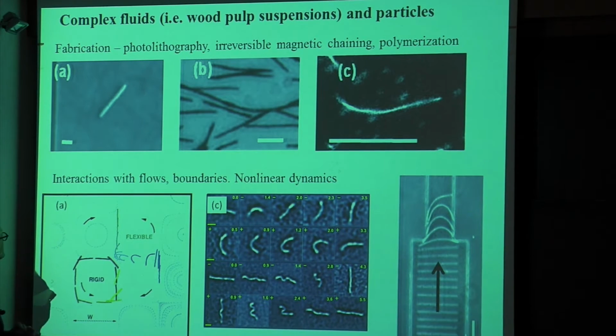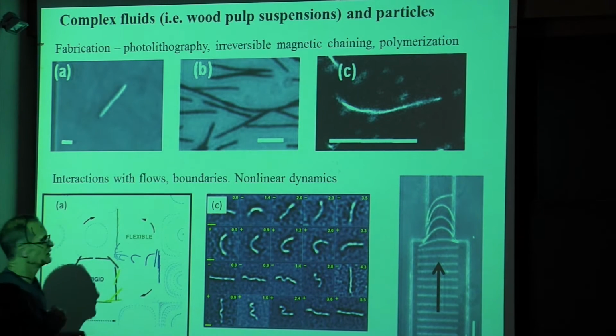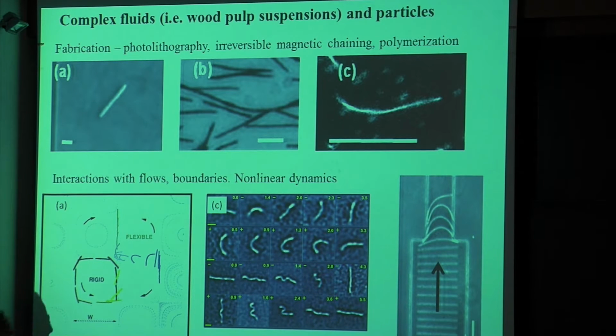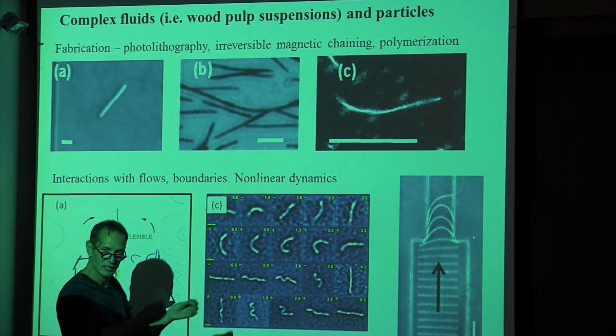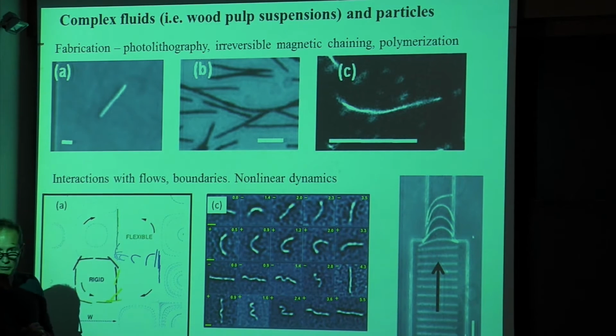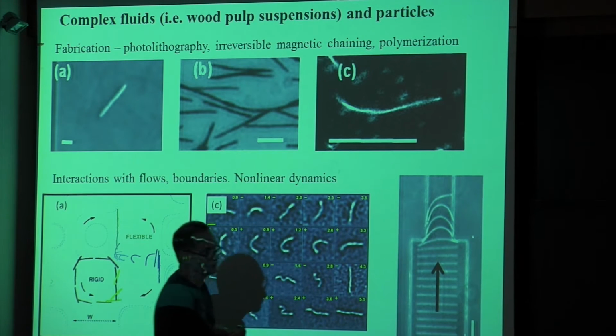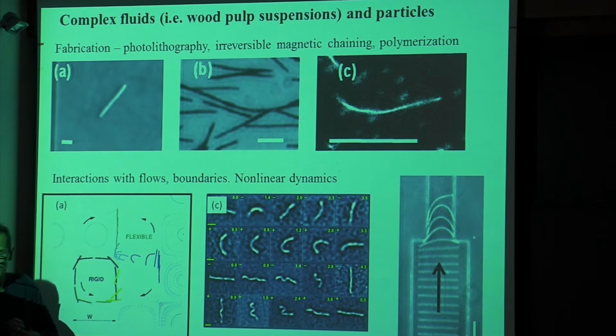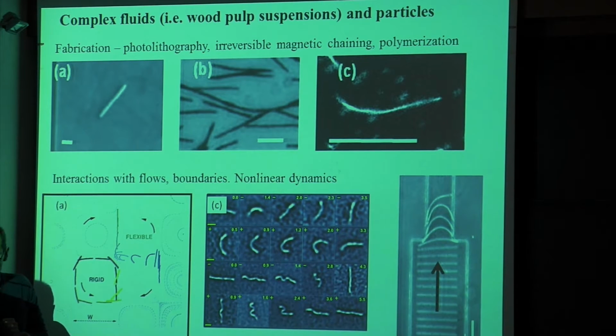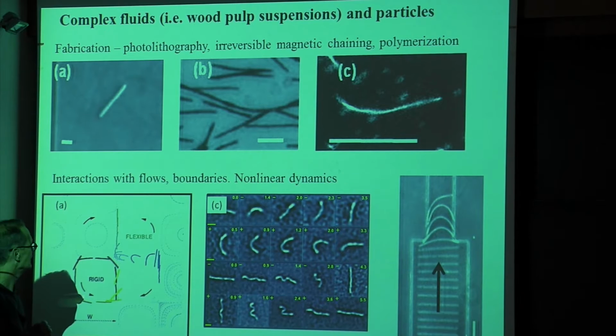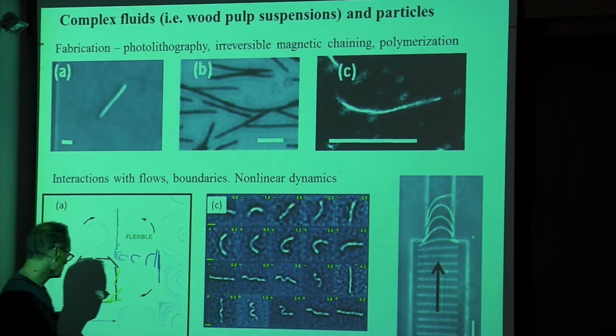So this is a little rod that's been created through photolithography. This is magnetic chaining, I think, right? So an irreversible way of chaining beads together in a little microfluidic cell. And this is an actin polymer that's being formed through polymerization from actin molecules sticking themselves together into a long chain. Then when you have these, you can start playing various games.